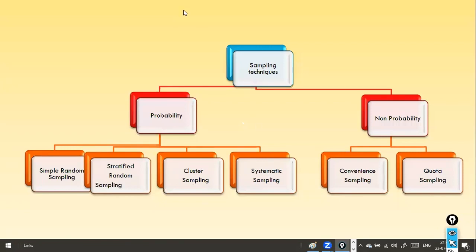And in the case of non-probability sampling, you have convenience and quota sampling. I wouldn't recommend these two because we work most of the time with real-time data. Hence, this is not a recommended one. So let us dive into each and every type of these sampling techniques.